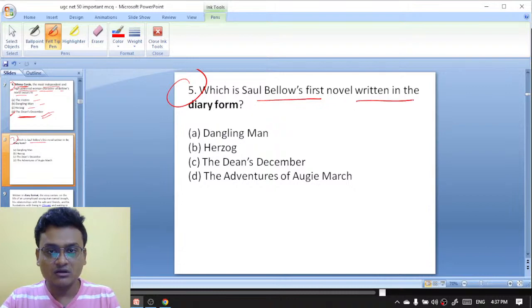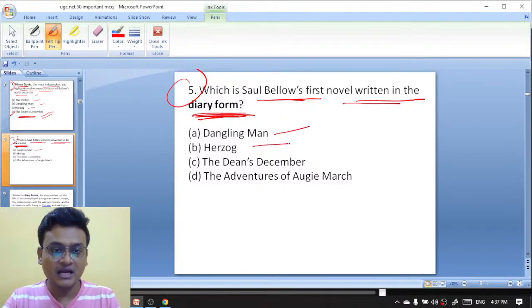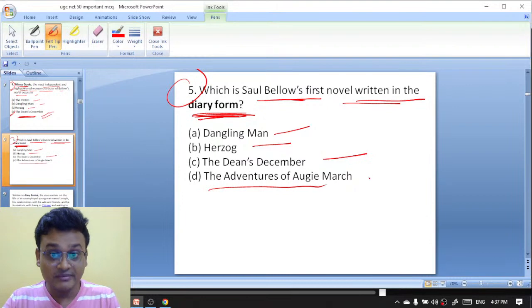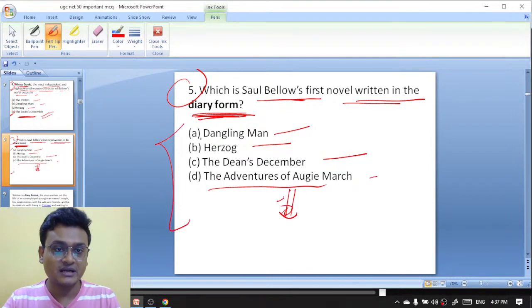Which is Saul Bellow's first novel written in the diary form? Yesterday I had discussed this question. The options are Dangling Man, Herzog, Dean's December, The Adventures of Augie March. Another important work by Saul Bellow is The Adventures of Augie March. Now what would be the right answer here?